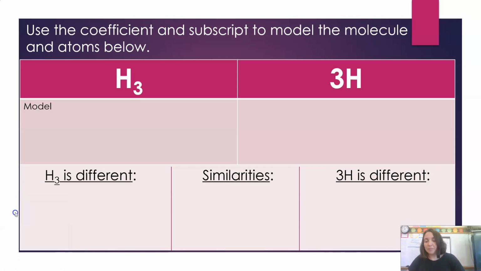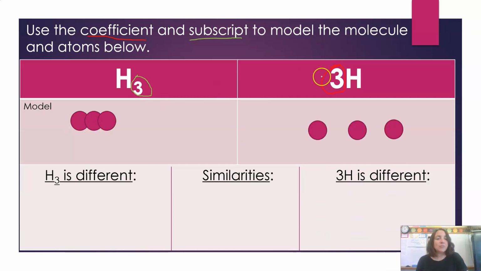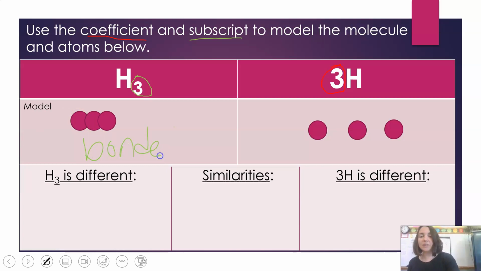As you probably remember, our coefficient is the large number in front. So over here we have a 3. And the subscript is going to be the small number that comes after the element or the symbol. The model for H3 is 3 H's all bonded together. As you can see, they're the same color because they are all 3 of the same atom. The model for 3H, however, is 3 separate hydrogen atoms. In this case, they are not chemically bonded, and in this case, they are bonded.